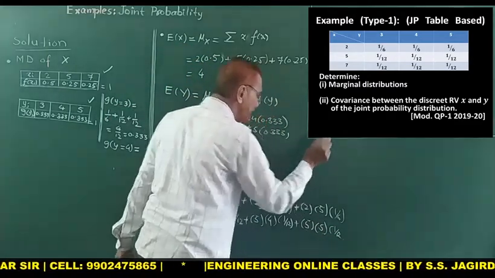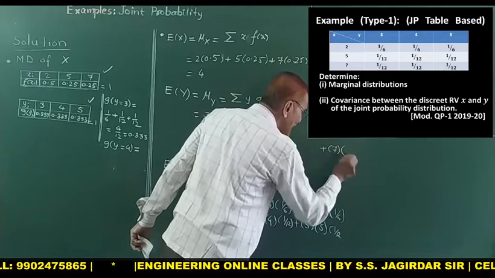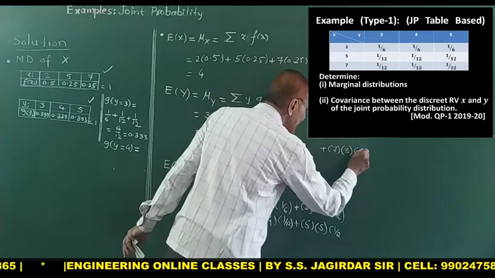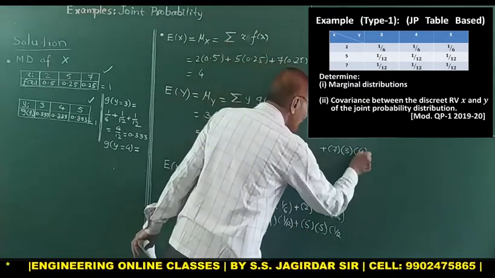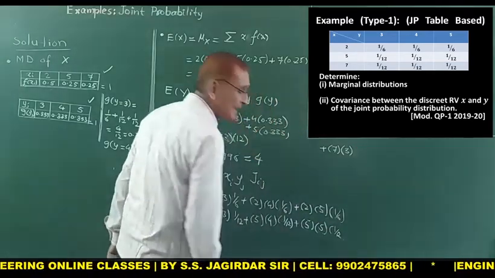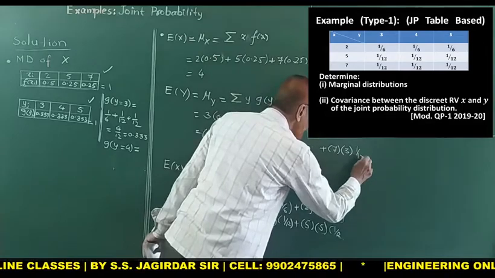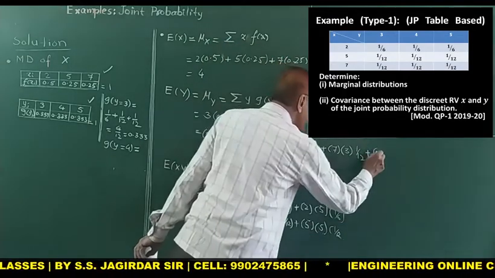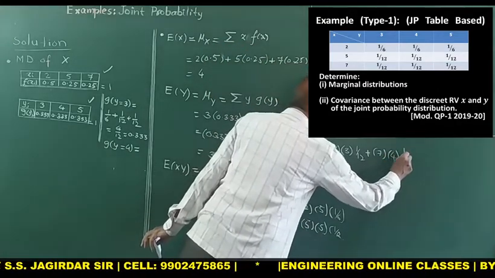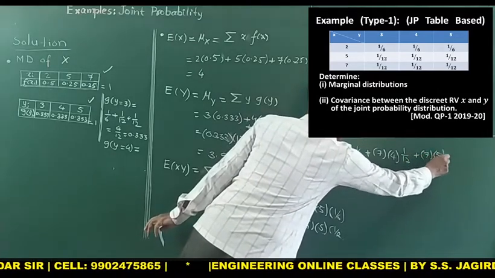Okay, plus now 2 is over, 5 is over, next we will come to 7. 7 is again paired with 3, 4 and 5. 7 with 3, the j value is 1 upon 12. Everywhere it is 1 upon 12. 7 with 4 is 1 upon 12 once again, and plus 7 lastly paired with 5, and it is again 1 upon 12.